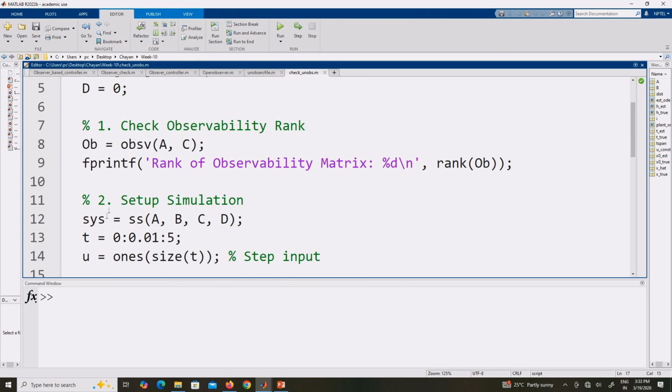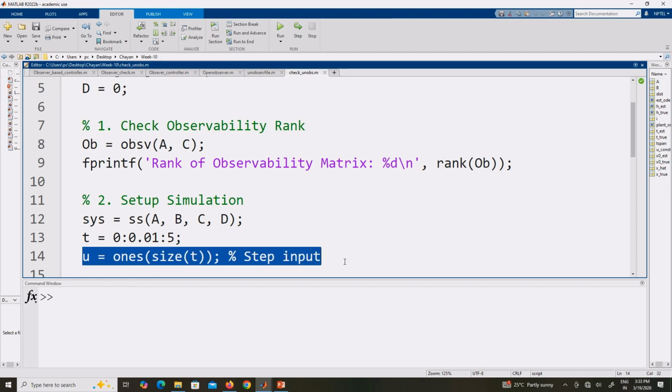Remember, the input that I am choosing here is U, it is a step input. So, in this example, I have kept the input as a step input, and the ABCD matrices are given to you. I know that the system is unobservable, and I have taken two cases. One is where the system is running with the [0, 0] initial condition, and the other is where the system is running with the [0, 10] initial condition.